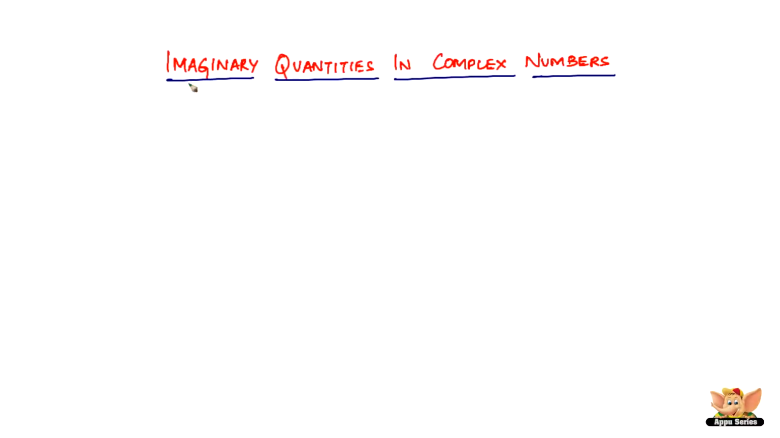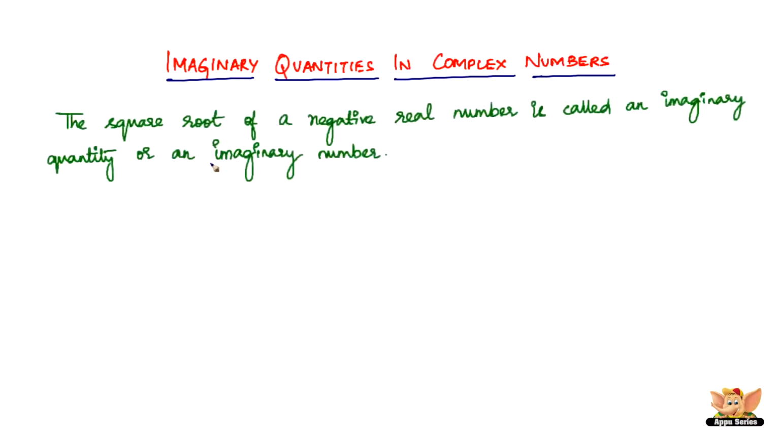In this video, let us look into a new concept as far as complex numbers is concerned. We have something called imaginary quantities. So let's see what are imaginary quantities in complex numbers. Alright, here we've got the definition of the imaginary quantities. The square root of a negative real number is called an imaginary quantity or an imaginary number.